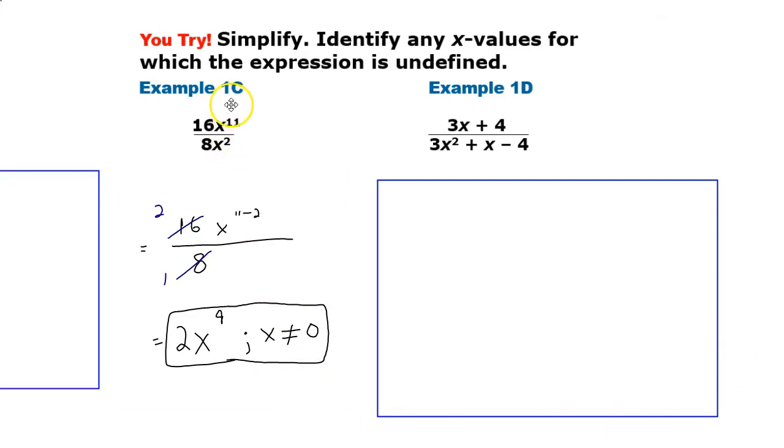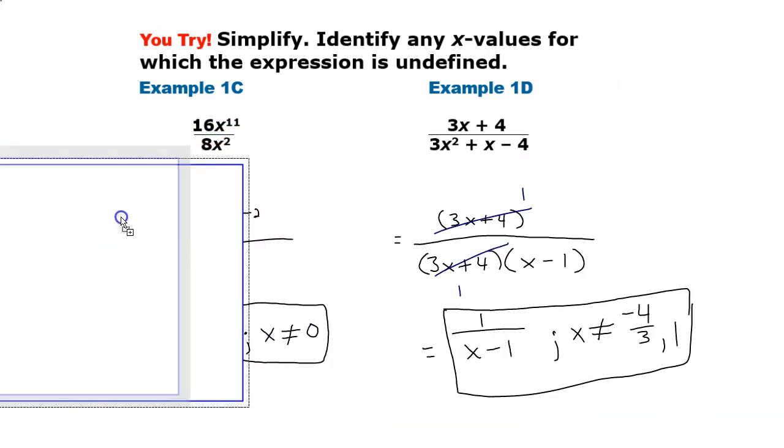All right, so for example 1C, the first You Try It here today, I noticed that 16 and 8 are both divisible by 8, so I divided them both by 8 to get 2 over 1. And since 2 over 1 reduces to just 2, I just put 2 in my final answer. With x to the 11th in the top and x squared in the bottom, since those bases were both x's, I said 11 minus 2 is 9, and it's in the numerator since the 11 is larger. So I get 2x to the ninth. To state the value of x for which the expression is undefined, I would say, well, it can't be 0, because 8 times 0 squared would be 0, and that would cause a problem.